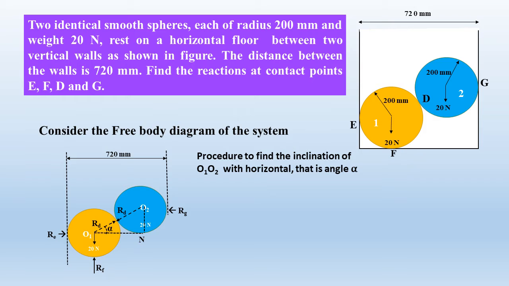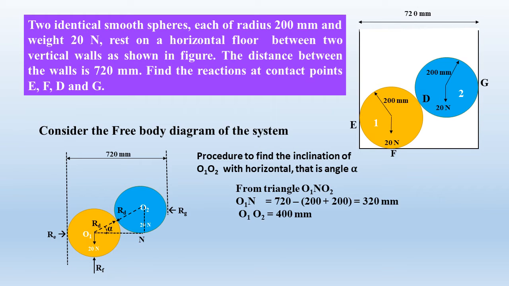The procedure to find out the inclination of O1, O2 with horizontal, that is angle alpha, is from triangle O1, N1, O2. O1N equals 720 minus 200 plus 200, that is equal to 320 mm. O1, O2 is 400 mm. Alpha is cos inverse of O1N divided by O1, O2. From this we will get alpha as 36.87 degrees.